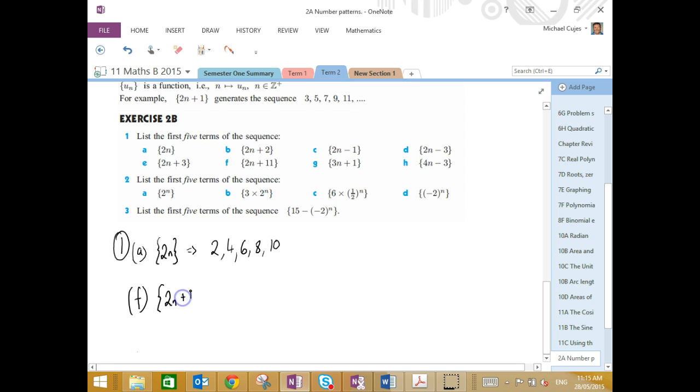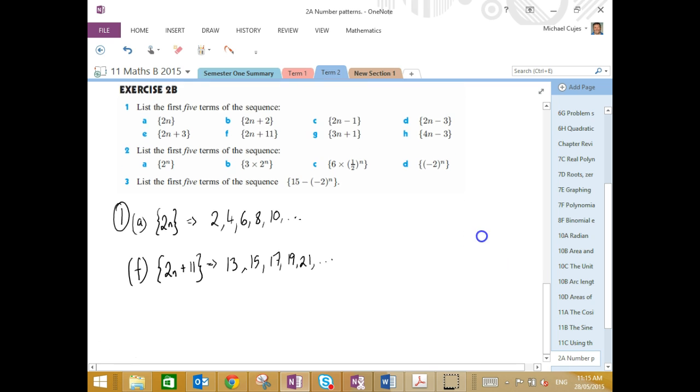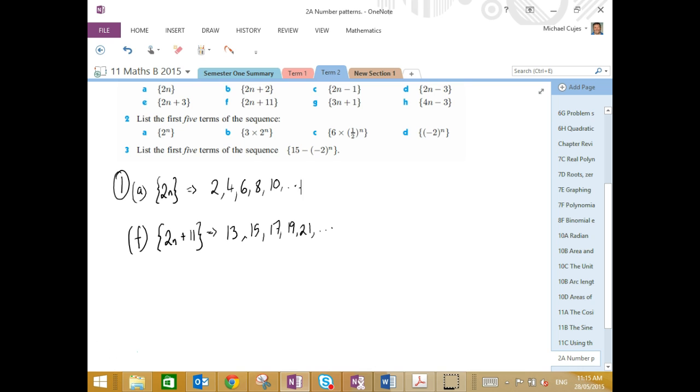2n plus 11. So when I substitute in the number 1, I get 2 plus 11 is 13. When I substitute in the number 2, I get 2 times 2 is 4, plus 11 is 15. 2 times 3 is 6 plus 11, 17, 19, 21, etc. You can see really clearly and easily how that's going to work. Let's try H, 4n minus 3.